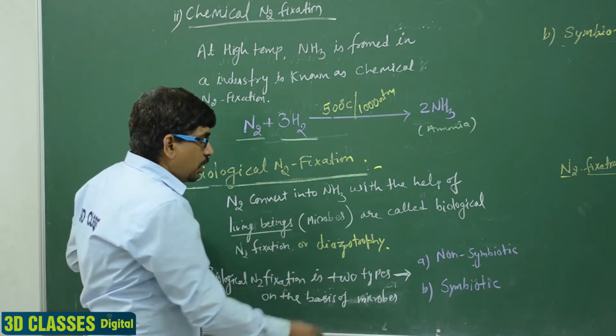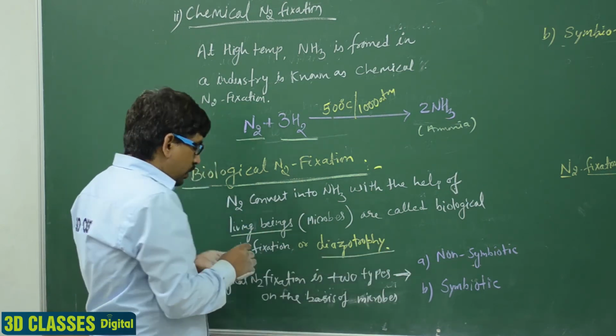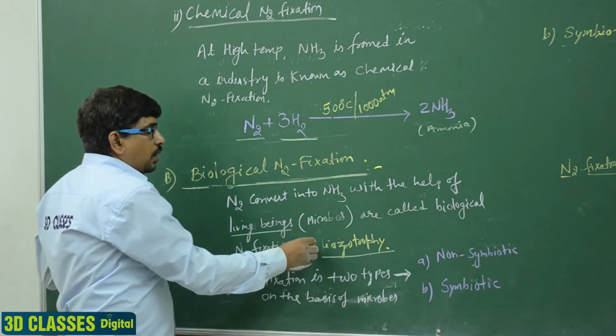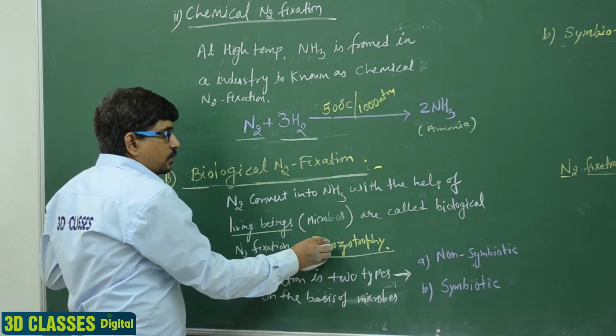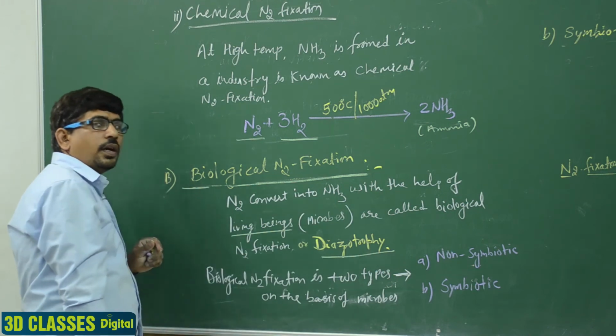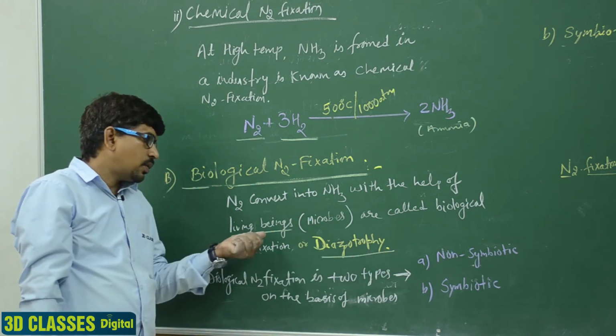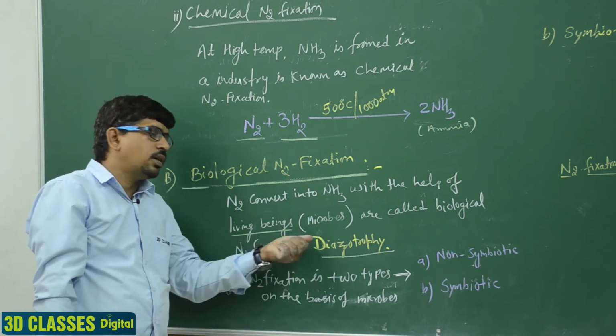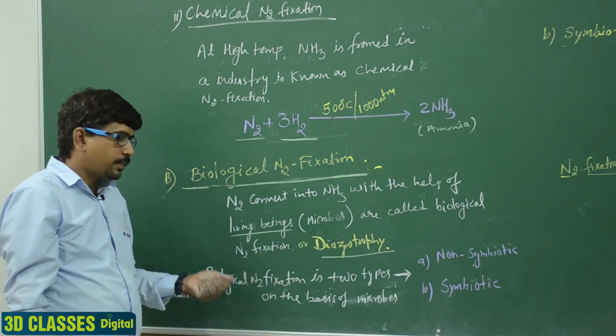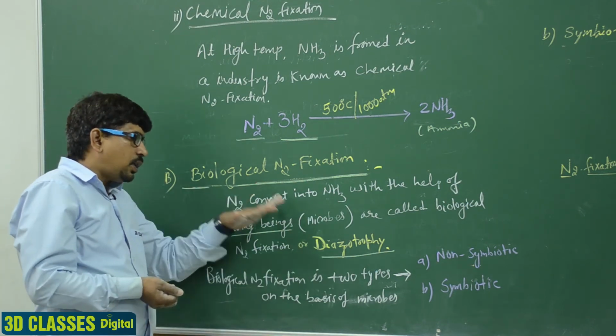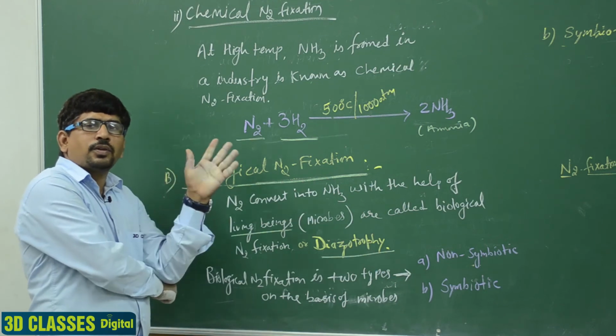Another name is diazotrophy. It is the scientific name. Diazotrophy is known as nitrogen fixation. So nitrogen fixation is also known as diazotrophy. Clear? And these microbes utilize nitrogen fixation.